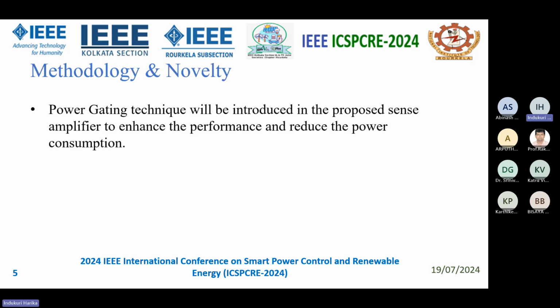To reduce the power in the proposed sense amplifier, we have used the power gating technique. Mainly the power gating technique is used to shut down the power to the remaining circuits that are not in use. It is mainly used in the memory cell circuits to reduce the power for future requirements.